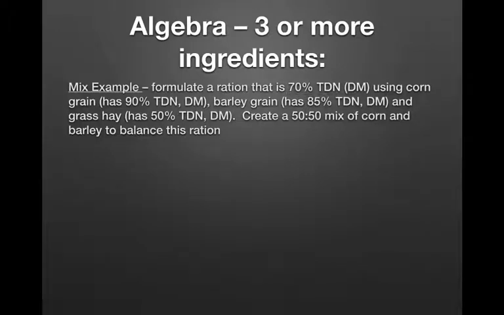I hate when I leave this on black. I need a color that shows up. We have a ration that we're looking to solve for 70% TDN. We have corn, we have barley, and we have a grass hay.